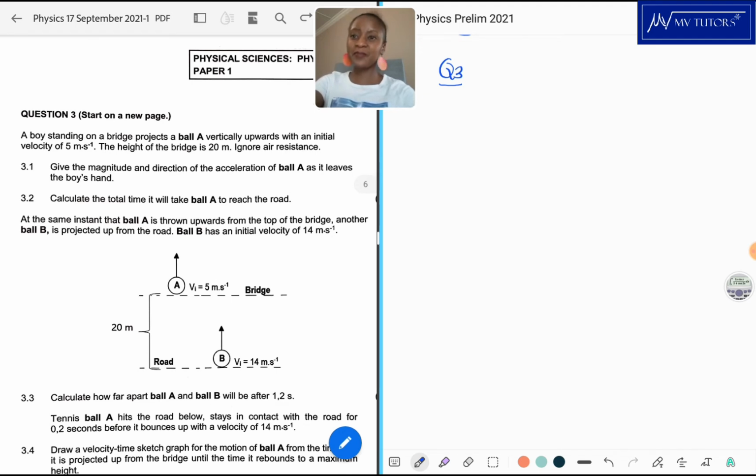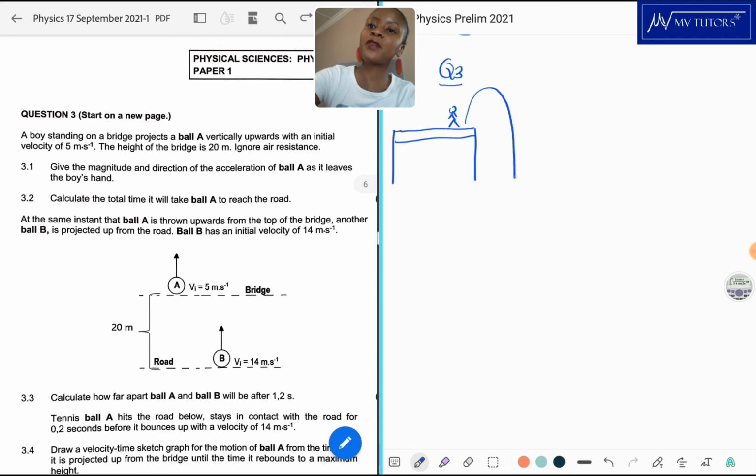Physics paper 1, question 3. Let's get right to it. It says a boy standing on a bridge projects a ball A vertically upwards with an initial velocity of 5 meters per second. The height of the bridge is 20 meters. Ignore air resistance. So let's just say this is the bridge, and that's where the boy is standing. He projects a ball from the bridge. They actually didn't tell us where the ball is going to end up. It could end up on the bridge or it could end up on the floor, wherever the floor is. And that is our bridge structure over there.